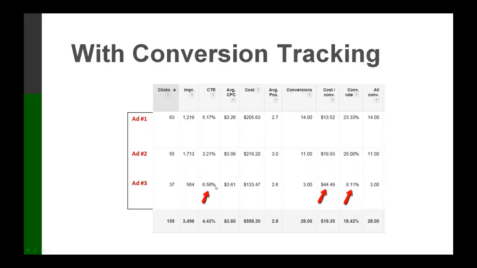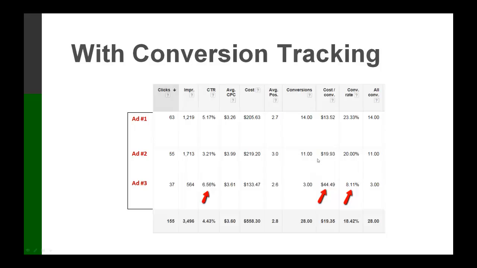Ad number 3, with a 6.56% click-through rate, we thought, hey, this might be the best ad of the bunch. Well, it turns out it's only getting 3 conversions, and worse yet, you start looking at the cost per conversion. Our average cost per conversion down here is right around $20. We want this to be as low as possible, and spend as little as possible here. Ad number 1 is at $13.52, well below our average. Ad number 2 is slightly above, but really just pennies over what our average is, and it's getting 11 conversions, so that's pretty good.